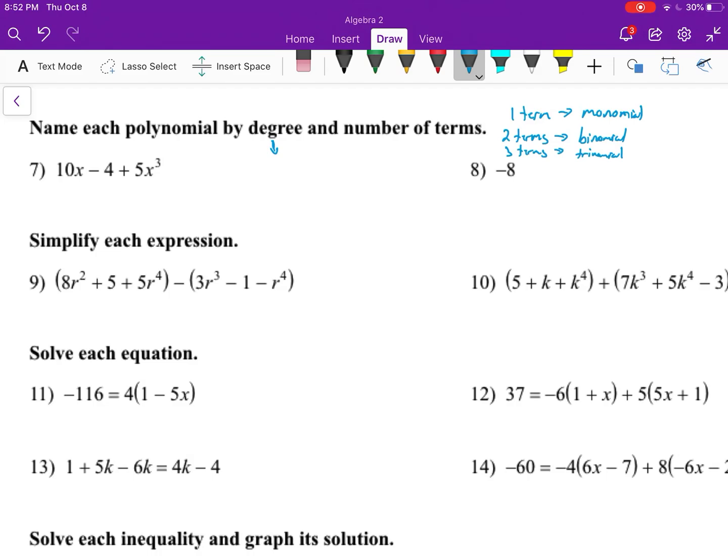So for number 7, the degree of just this term is 1. The degree of this term is actually just 0 because there's like an x to the 0 here. And then the degree of this term is 3. And so the degree is the highest one. We do not add them together. So the degree is 3. And then we name it by the number of terms. That has 3 terms, so this is a trinomial.